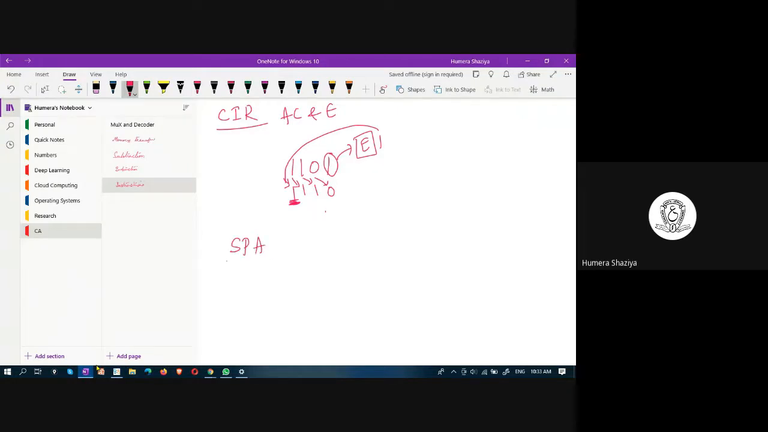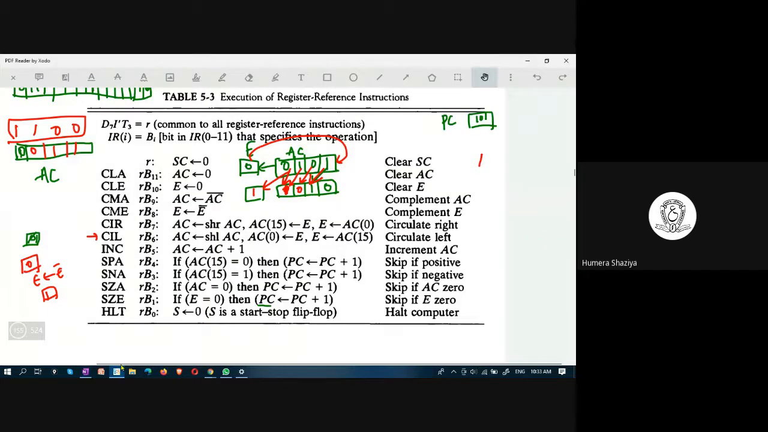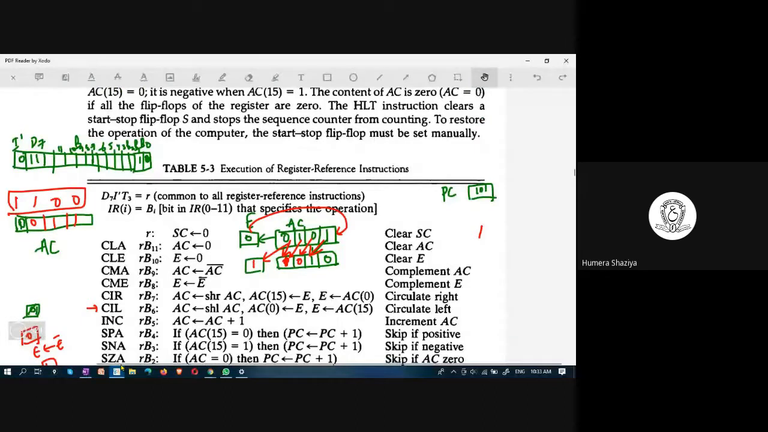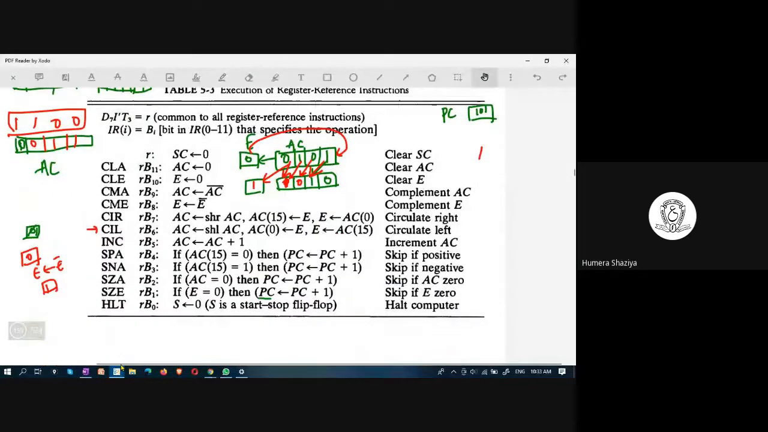SPA means skip if positive. S for skip, and P for positive, on AC. What is happening in SPA? R remains the same, this is D7 I0 D3, and SPA is B4. In this instruction register, bit 4 would be 1. If AC of 15 is equal to 0, then PC equals PC plus 1.